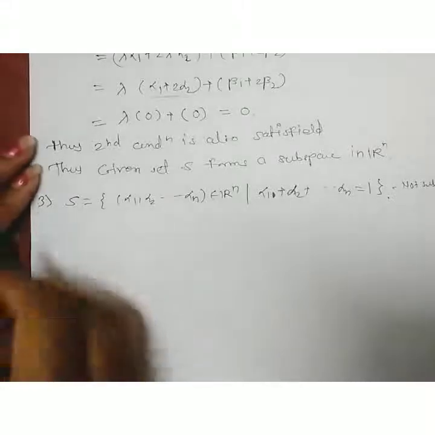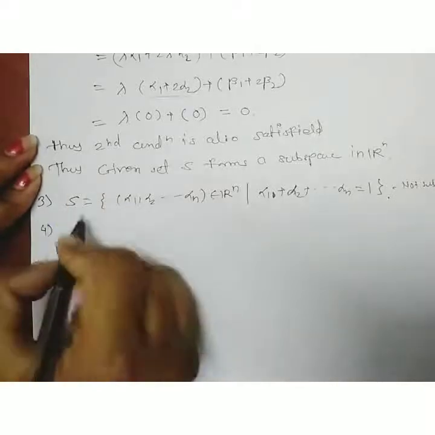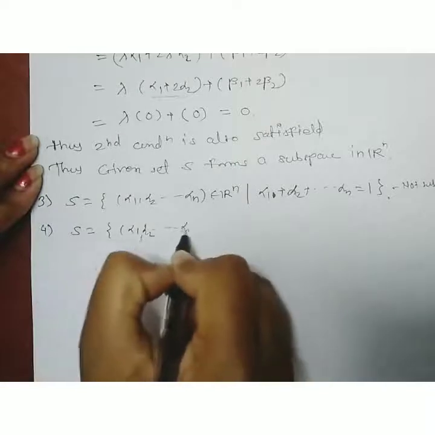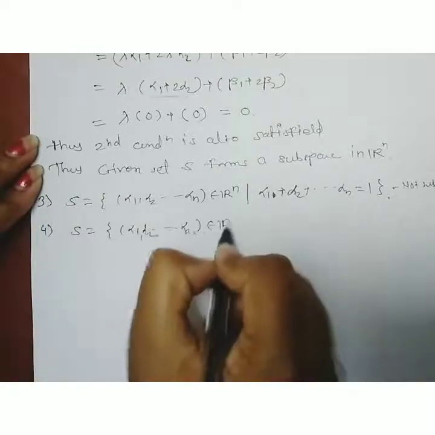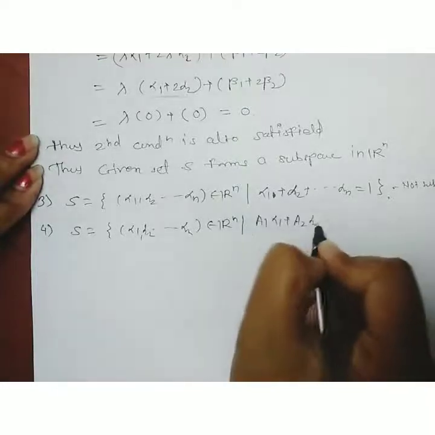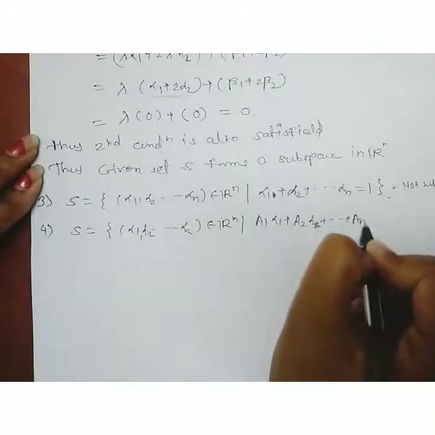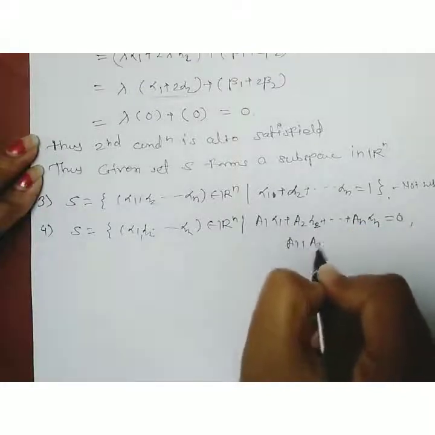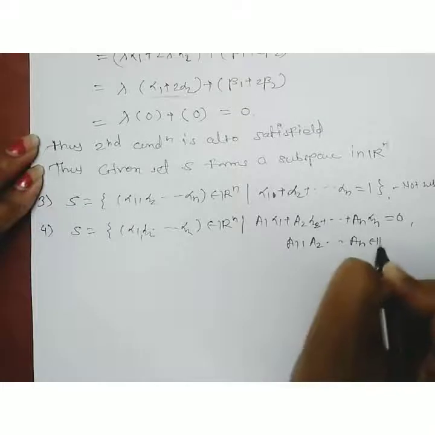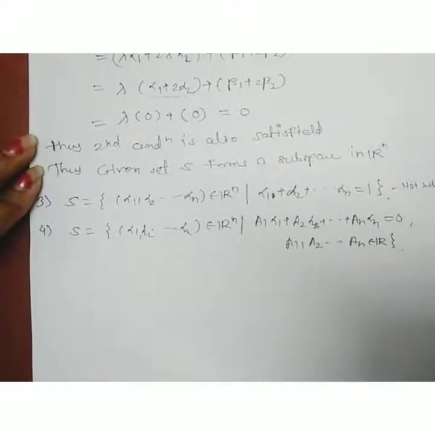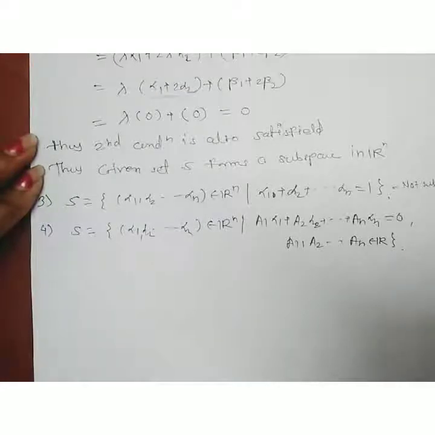Then the next example, the fourth example, is the set S equal to alpha 1, alpha 2 up to alpha n belongs to Rn such that a1 alpha 1 plus a2 alpha 2 plus up to so on an alpha n is equal to 0, where a1, a2 up to so on an belong to R. So this is your second example for your homework.